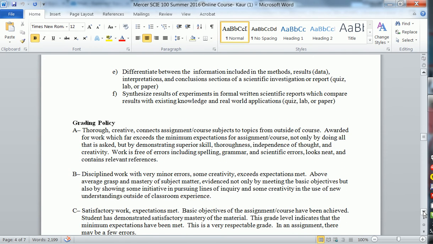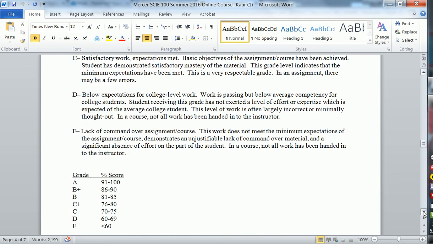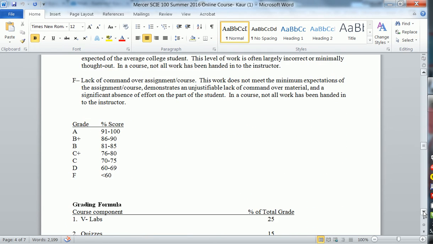So this is the grading policies. I hope you very well know what A grade, B, C, D and F mean. So here is the percentage given. If you're between 91 to 100, you are A grade. If you are between 86 to 90, you are B plus. 81 to 85, you're B. C plus is 76 to 80. C is 70 to 75. If you are below that, you have D grade, and if you're below 60, you have F grade, which means you basically fail the course.